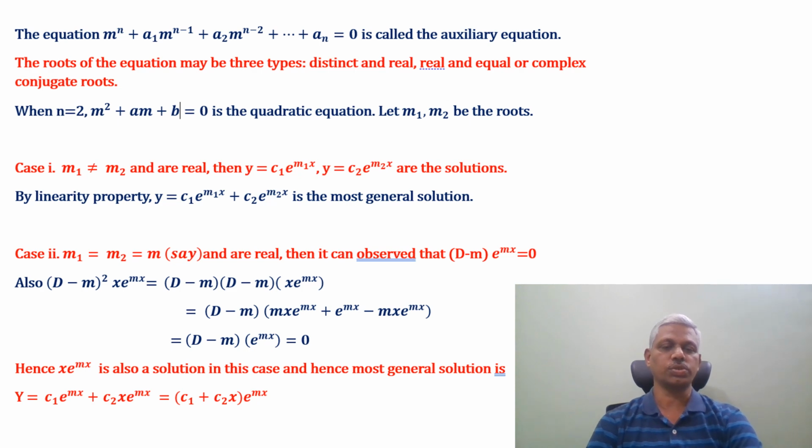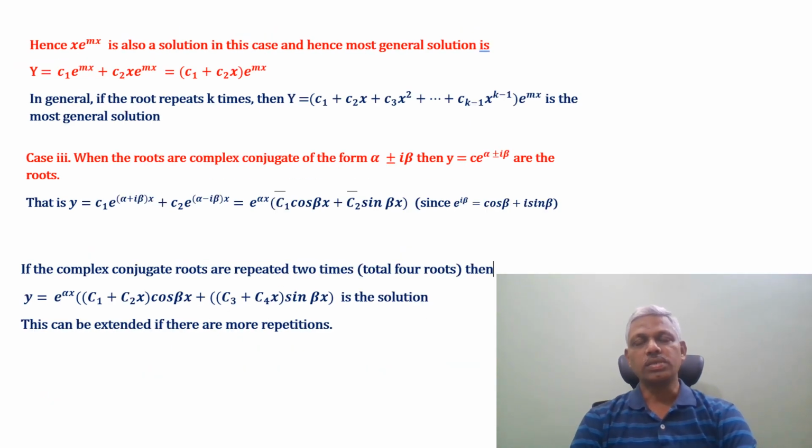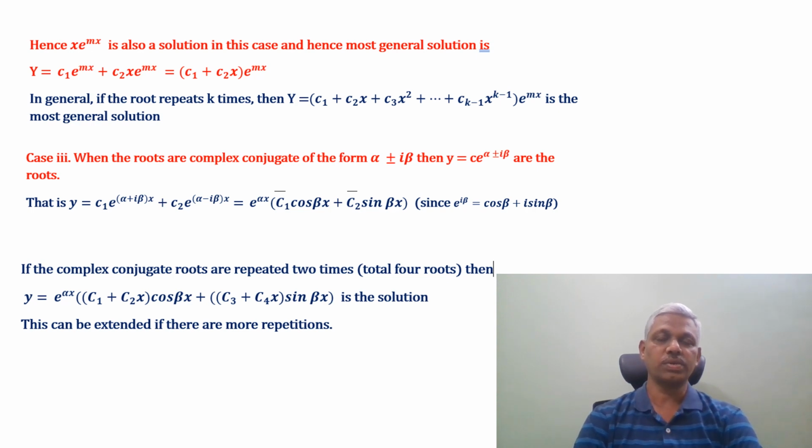For the given auxiliary equation, if there are k repeated roots, then again by following the above observation, we have the most general solution as (c1 plus c2x plus c3x square, and so on, up to ck x power k minus 1) times e power mx, if the root is repeated k times.